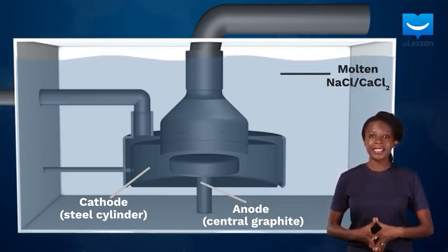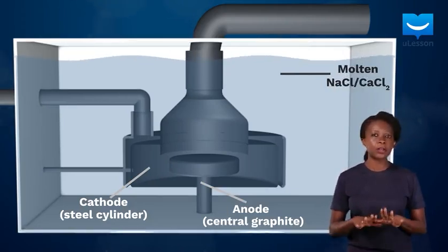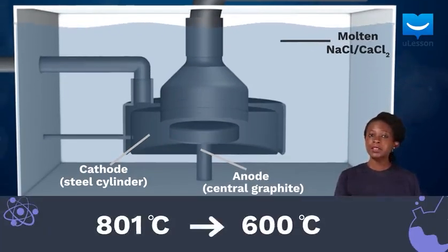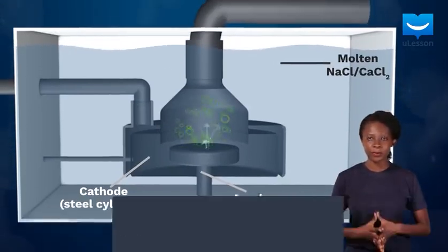The calcium chloride is added to keep the electrolyte molten by lowering the melting point of sodium chloride from 801 degrees Celsius to about 600 degrees Celsius. This makes the process more economical.